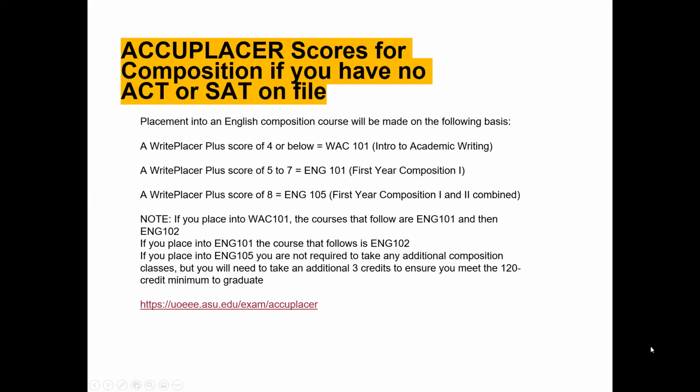Same goes for AccuPlacer. Here are your scores. And again, these are for students who did not send their SAT or ACT scores or do not have the equivalent to English composition in transfer. Your WritePlacer Plus score of 4 or below will start you in the sequence with Intro to Academic Writing. 5 to 7, you'll start directly in the first 3 credits out of the 6 with English 101 and then move on to 102. And if you get an 8, that allows you to take the advanced first-year composition, which is English 105, which is 1 and 2 combined.